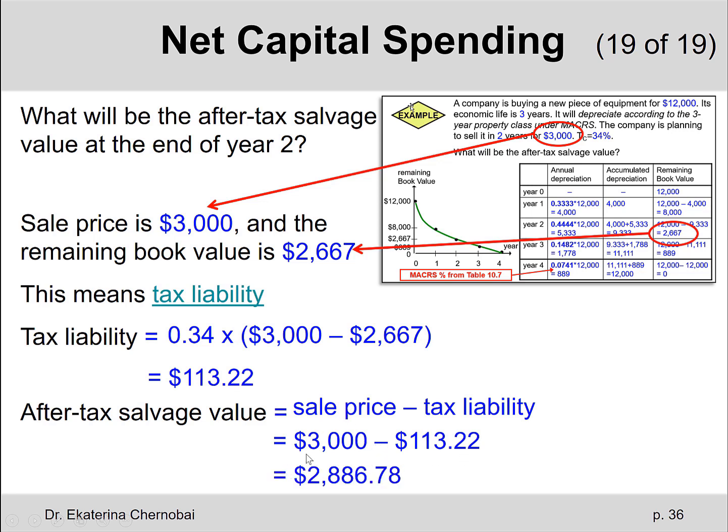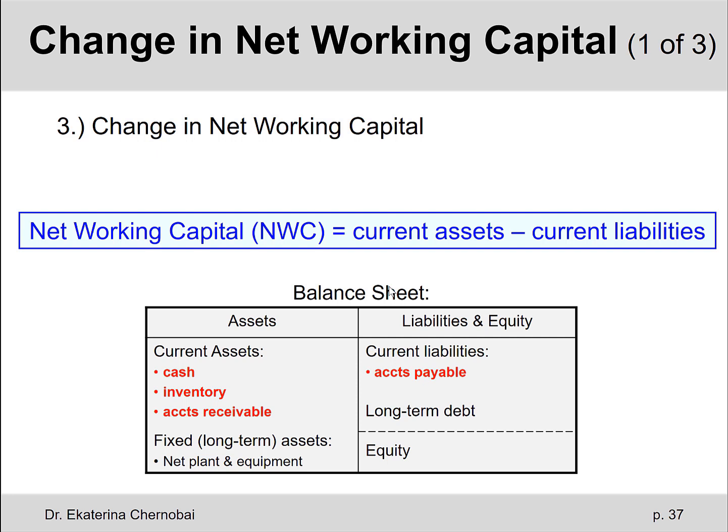We then need to subtract it from the $3,000 selling price. And when we do that, we will get the correct estimate for how much money we will get to keep to ourselves, or the after-tax salvage value. And that will equal $2,886.78.